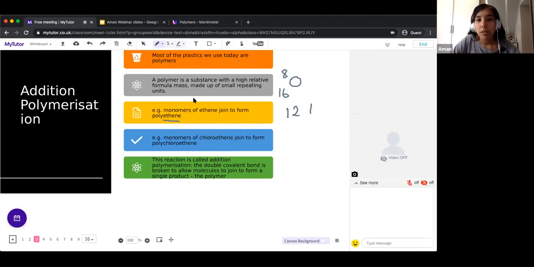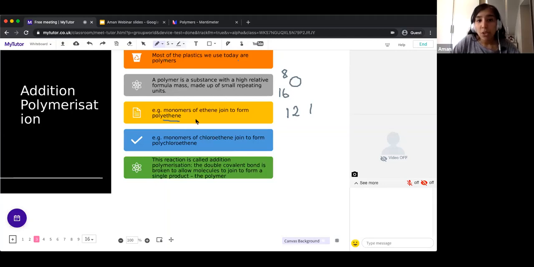Why does it stay as polyethene and not change to polyethane? Yeah, it's still an alkene. Excellent, well done. So it stays as an alkene just because we're joining the alkenes together. We're not actually going to add anything to it to make it become an alkane. So it actually stays as an alkene, which is excellent.